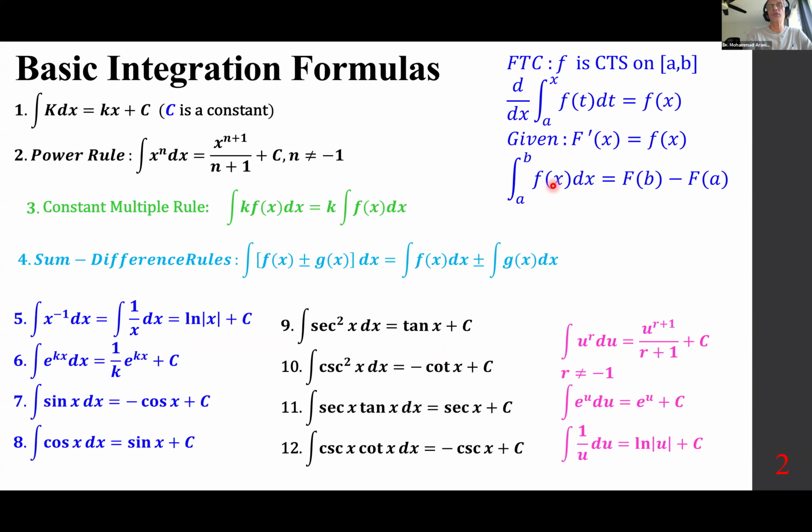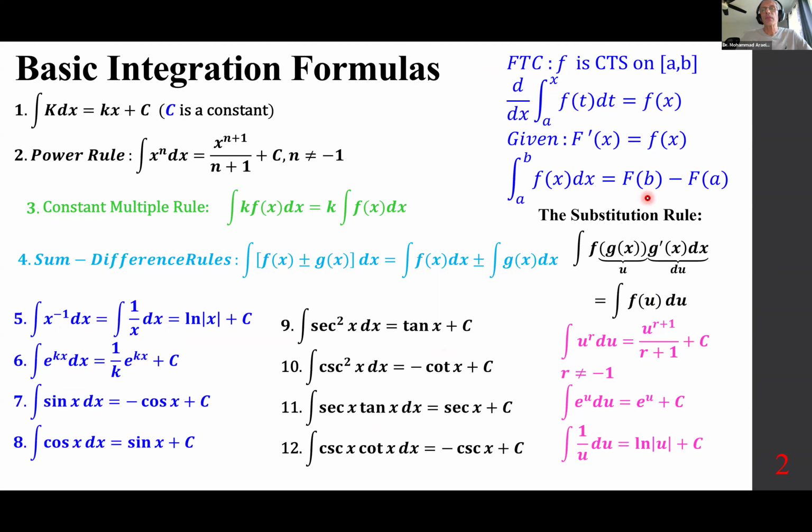And the integral from a to b of f(x) dx, which is called a definite integral, is a number: capital F of b minus capital F of a. And the substitution rule says the integral of f(g(x)) g'(x) dx, where g(x) is u and g'(x) dx is du, is the integral of f(u) du.